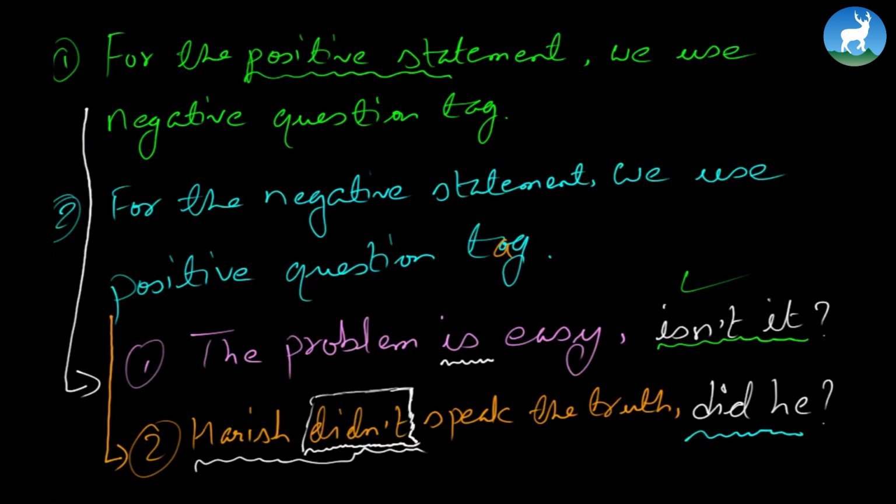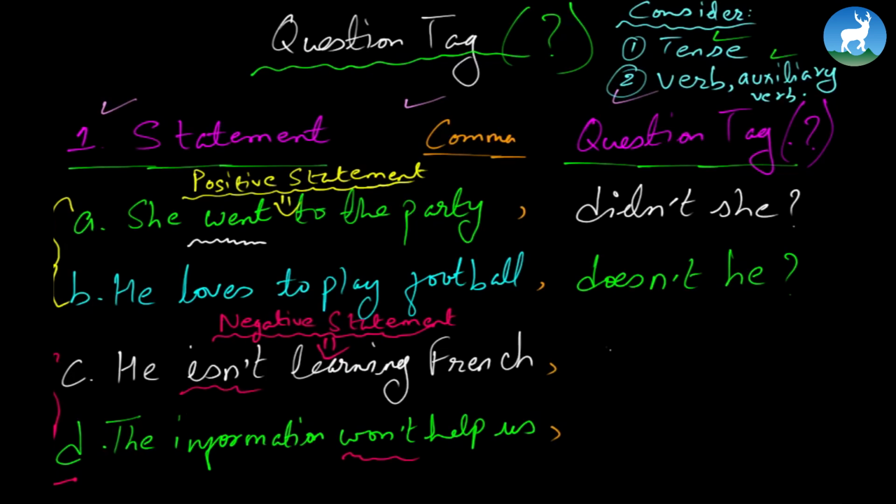Okay, now look at that. What does the rule say? Look at the rule again. For the negative statement, we use a positive question tag. That's why, he isn't learning French. Now we need a positive question tag. We're always working on the auxiliary verb here. He isn't learning French, is he? The information won't help us, will it? So this is how we do question tags.